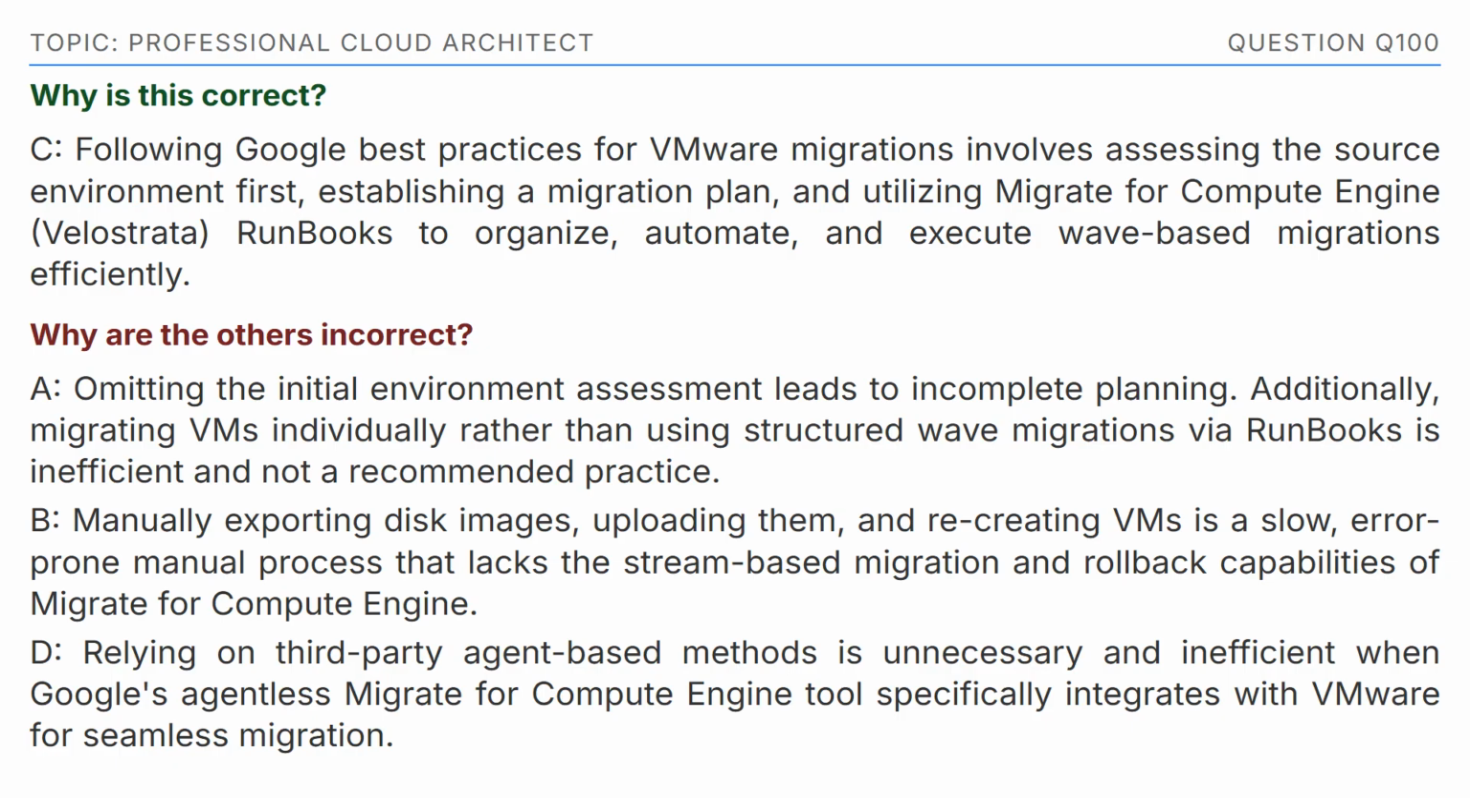Why are the others incorrect? A. Omitting the initial environment assessment leads to incomplete planning. Additionally, migrating VMs individually rather than using structured wave migrations via runbooks is inefficient and not a recommended practice. B. Manually exporting disk images, uploading them, and recreating VMs is a slow, error-prone manual process that lacks the stream-based migration and rollback capabilities of Migrate for Compute Engine. D. Relying on third-party agent-based methods is unnecessary and inefficient when Google's agentless Migrate for Compute Engine tool specifically integrates with VMware for seamless migration.